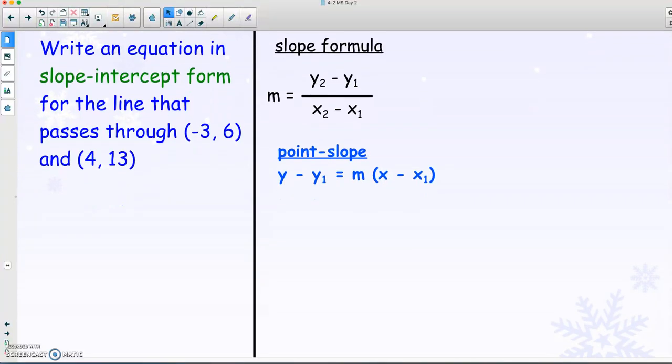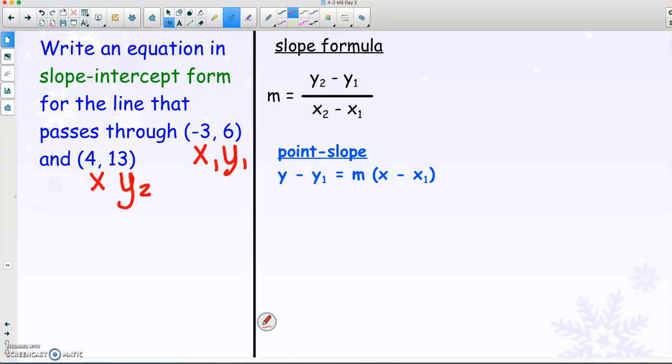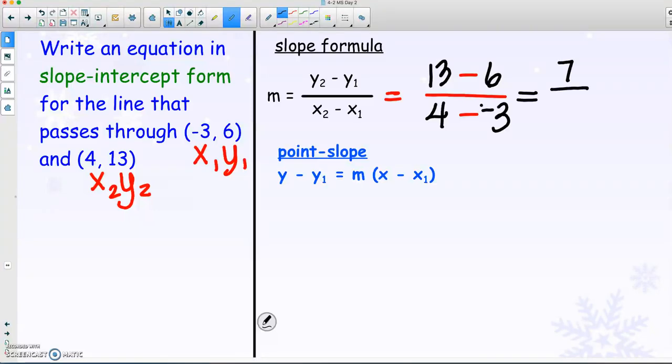All right, so my last example, x1 y1 first ordered pair, x2 y2 second ordered pair. y2 minus y1, 13 minus 6, and then x2 minus x1, 4 minus negative 3. 13 minus 6 is 7, and this turns into a plus. So 7 divided by 7 is 1 for my slope.